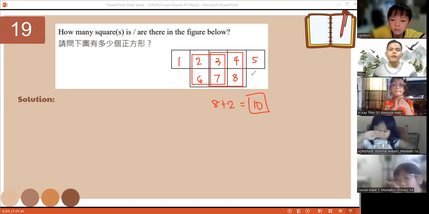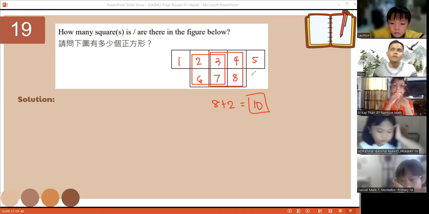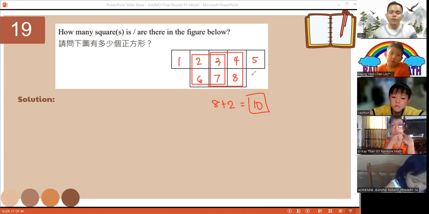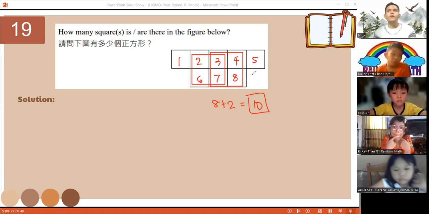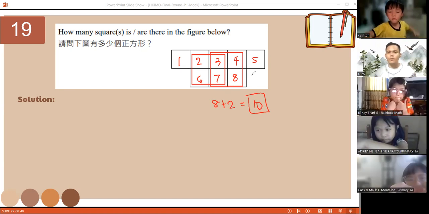Okay, so there are some trick questions. You need to be very careful because you'll be able to form a bigger square. You need to include the bigger square because it's still a square.